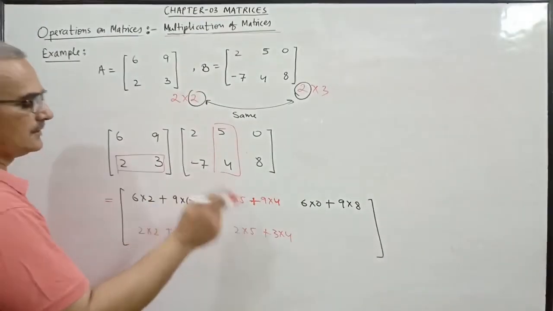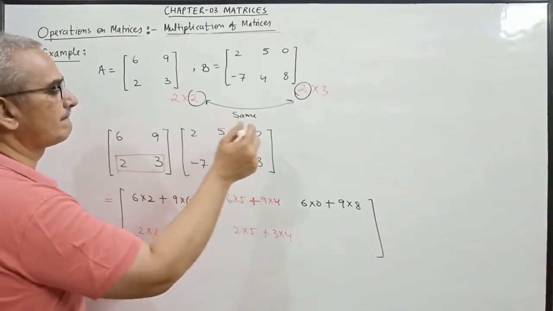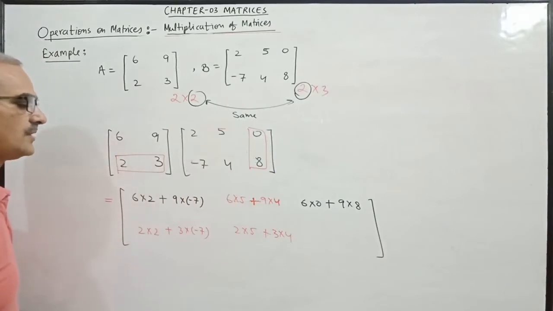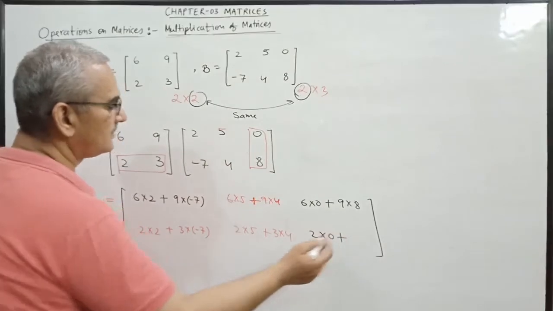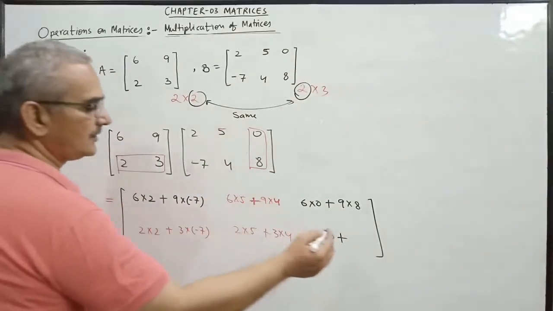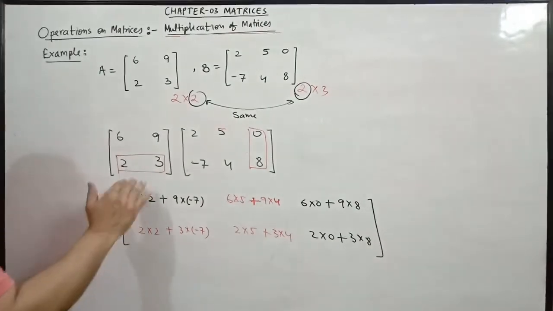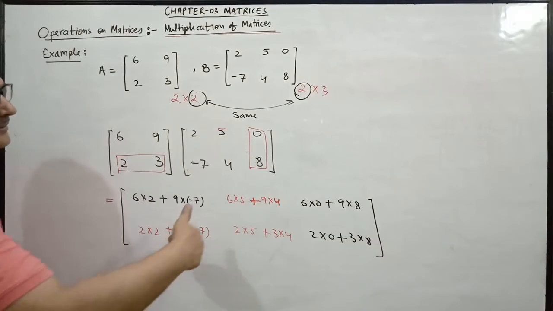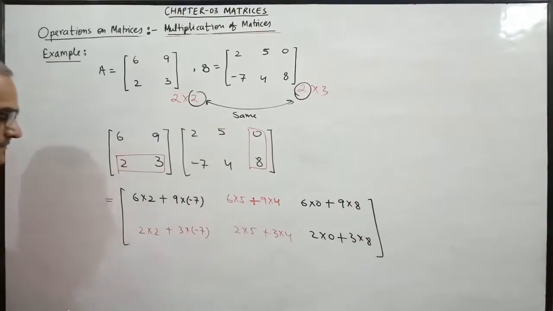And then we move further to the third column. The third column is 0, 8. So now we multiply 2 with 0, that is 2 into 0 plus 3 into 8. And we have to stop here, because there is no further row, so we cannot move in the rows and neither can we move in the columns. Now we have to simplify this.